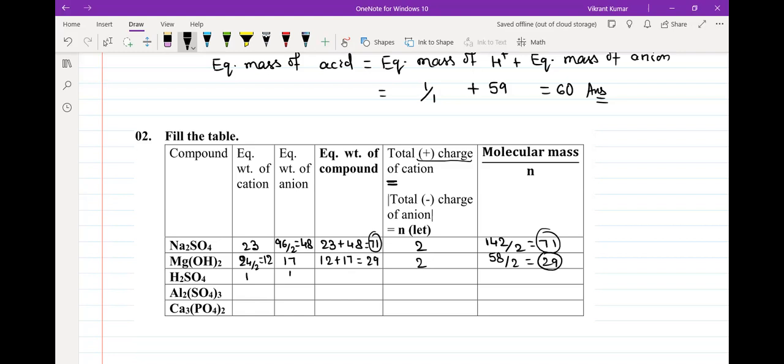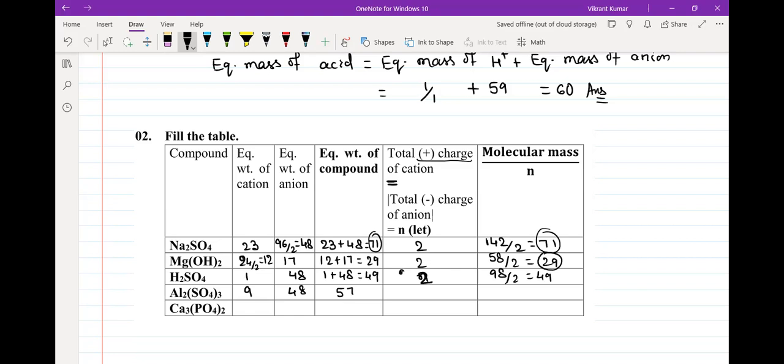This is 1, this is 48, this is 1 plus 48, 49. Molecular mass, total positive charge or negative charge of anion is 2. In this case, we'll write 98/2 and we are getting 49. Again, same value. If you calculate this one, 9 plus 48 and we are getting 57.